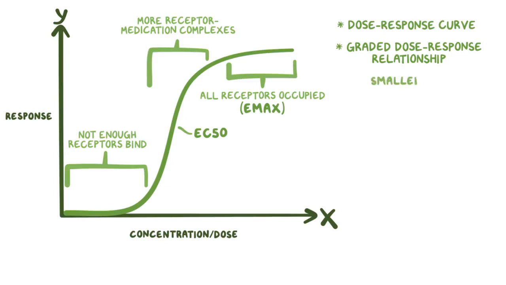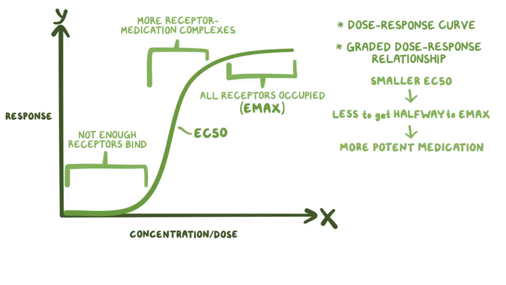So the smaller the EC50, the less it takes to get halfway of the maximum effect, so the more potent that medication is. A similar concept to that is ED50, which is the effective dose of a medication that needs to be given to a certain population so that 50% or half of them see an effect.